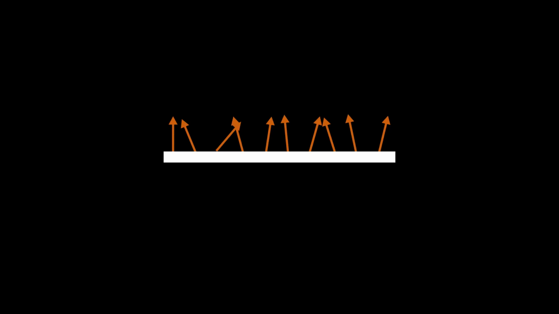But how do we get all those bumpy detailed normals? This is where the normal map comes in. The normal map is an image like any other. However, the colors of the image represent the surface normal offset we want.